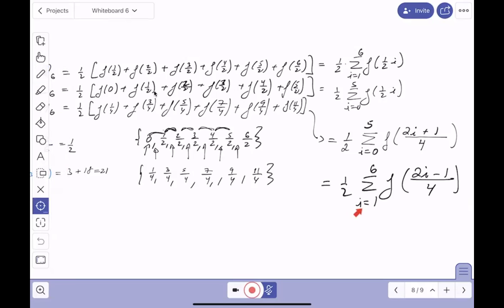So if I start at 1, this would be 2 minus 1 over 4, which is a quarter. If I go to 2, this is going to be 4 minus 1, which is 3 quarters. And if I stop at 6, what would you get? 12 minus 1, which is 11 quarters. So I got 2 ways of writing it down.